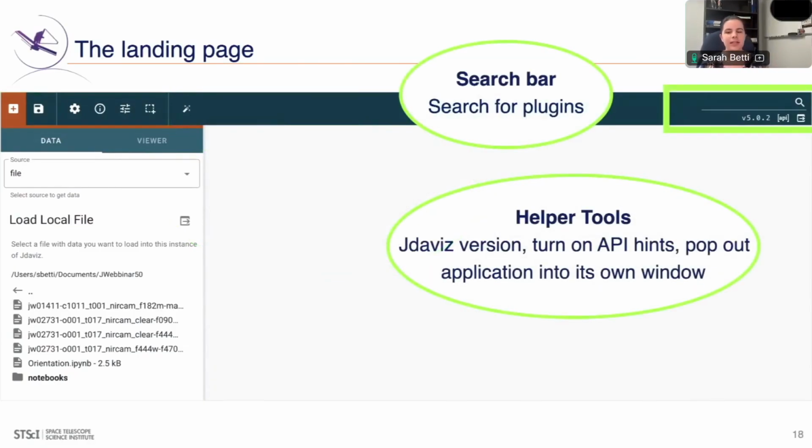On the far right-hand side, you have a search bar. This is where you can search for the different plugins or the different things in the application. And then also helper tools, including what Python version you're on, how to turn on API hints, which we'll get into, and even how to pop the application out into its own window if you're in a Jupyter notebook.